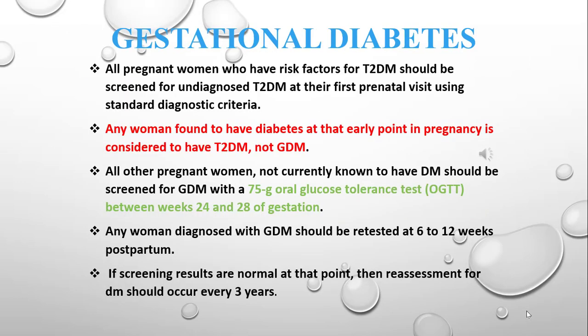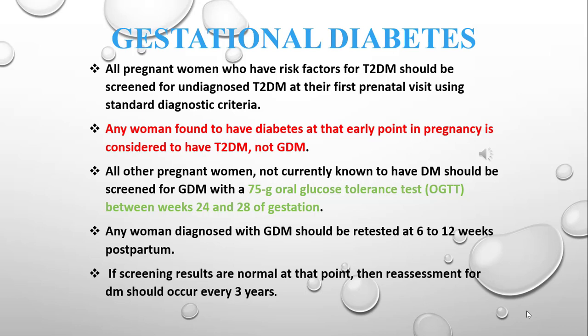Gestational diabetes. All pregnant women who have risk factors for type 2 diabetes should be screened for undiagnosed type 2 at their first prenatal visit using standard diagnostic criteria. Any woman who is pregnant and is found to be diabetic at that point will be considered to have type 2 diabetes, and it will not be confused with gestational diabetes mellitus.